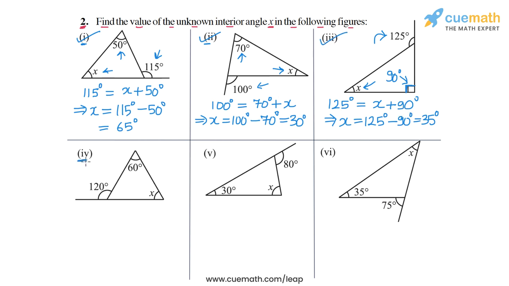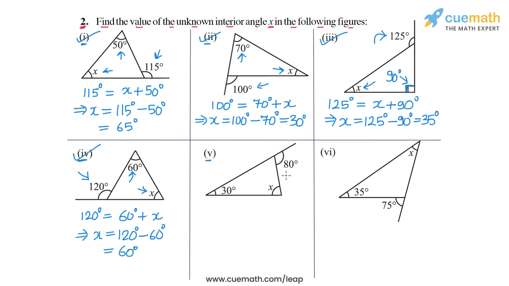Next, in part 4, the exterior angle given is this angle 120 degrees and the opposite interior angles are 60 degrees and x. So we can say that 120 degrees will be equal to the sum of the opposite interior angles, 60 degrees plus x. So from here we will get x equal to 120 degrees minus 60 degrees, and this will be equal to 60 degrees. So 60 degrees is the answer for part 4.